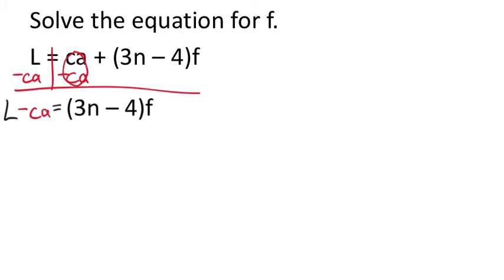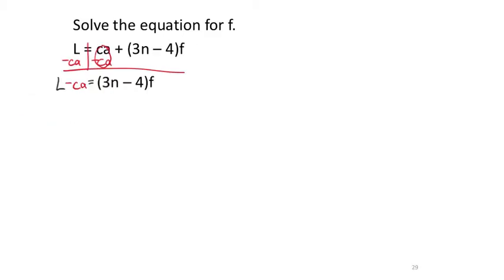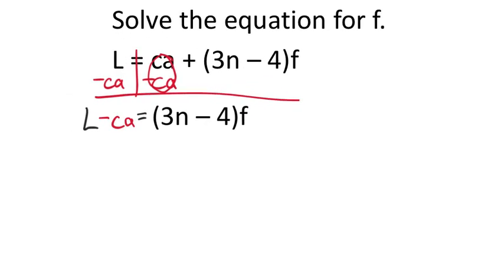You know what? I'll move this over so I have some space. There we go. I didn't really want to shrink it though. Okay? So now, look. The question now is, what is the coefficient of f? Because it is the coefficient because it's being multiplied by the f. Can you just divide by that whole coefficient? Yes, which is 3n minus 4.